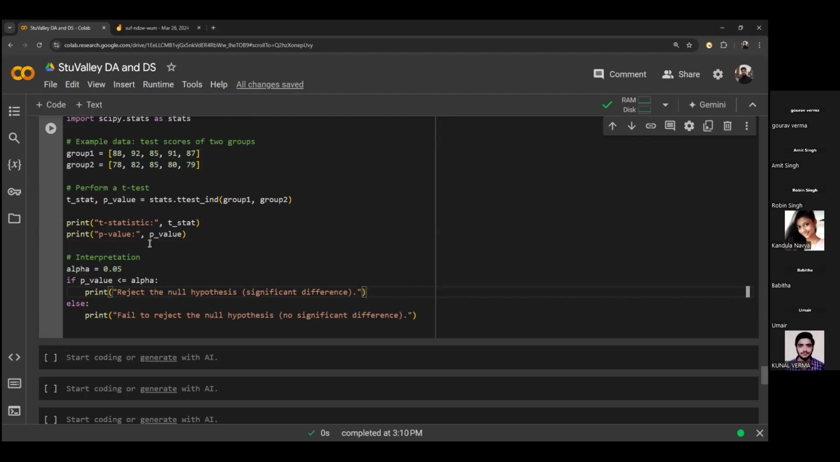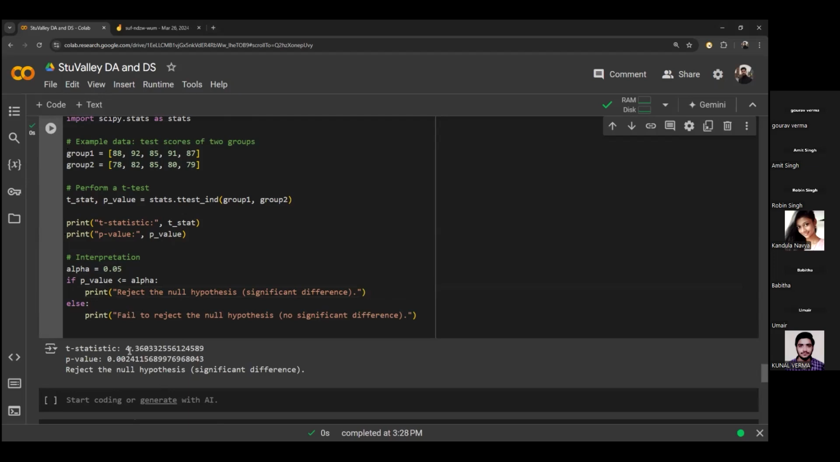Let's run it and I will tell you what is the p value for this. See, the t statistic is saying 4.3 and the p value is 0.002. So we reject the null hypothesis. What was the statement of the null hypothesis? That they both are same, right? So we will say that they are not same. So we are rejecting the null hypothesis. Okay, they are not same. They have some difference. Fine.